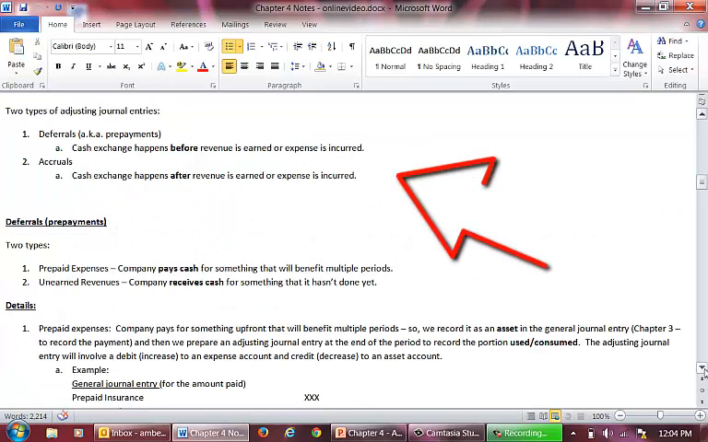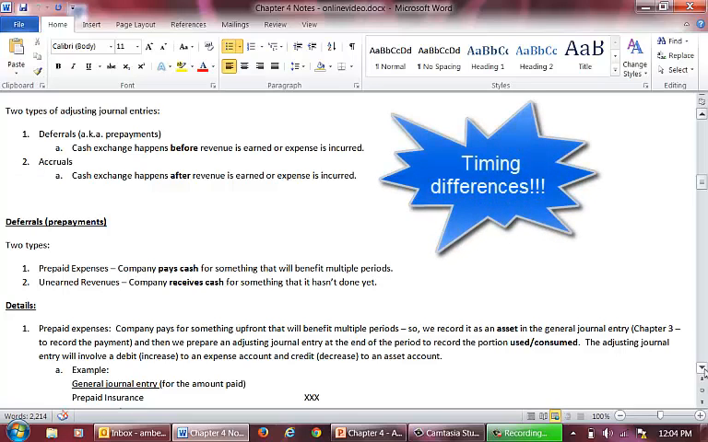As I mentioned in the intro video, there are 2 types of adjusting entries, deferrals and accruals. It's important to remember that the reason we have to prepare adjusting entries at all is because there is sometimes a timing difference between cash changing hands and the earning of a revenue or the incurrence of an expense. If we always received payment at the time of earning a revenue, and we always paid immediately when we incur an expense, there would be no need for adjusting entries.